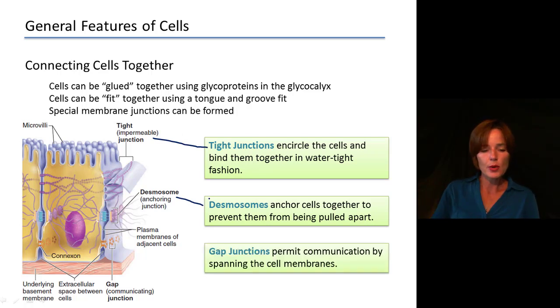And then the third one that we want to mention here is the gap junction. Gap junctions are for communication because they will allow molecules to actually pass from one cell to the next. And so these tiny little communication tunnels are really going to help the cells to respond to each other and whatever happens to be their current situation. So those are our cellular connections.